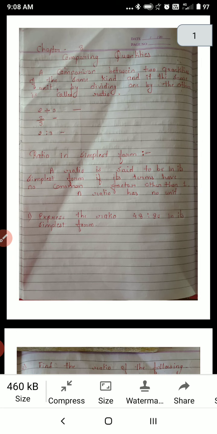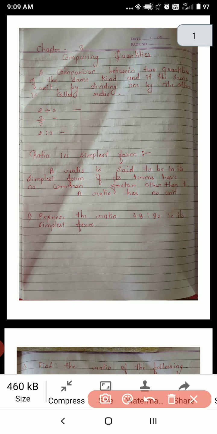What is comparing quantities? A comparison between two quantities of the same kind and the same unit, by dividing one by the other, is called ratio. When we compare quantities of the same unit and divide one number by the other number, we get a ratio. So we can say that ratio is a unitless quantity.